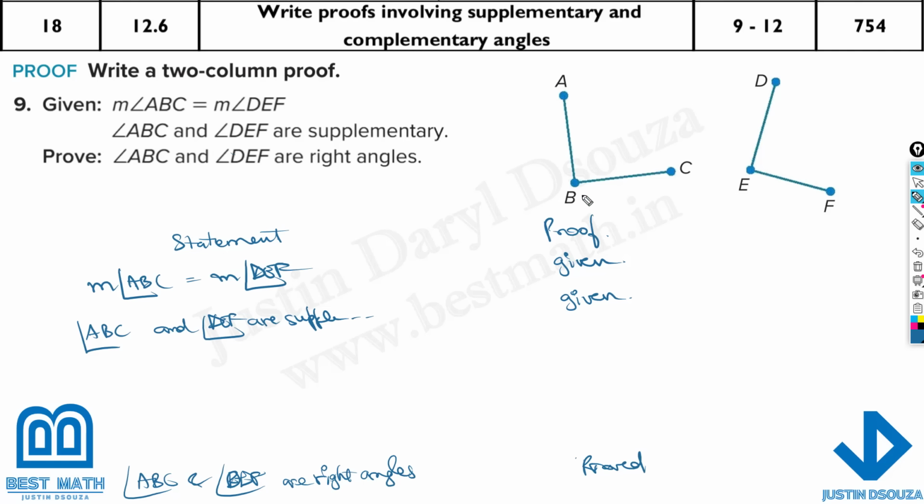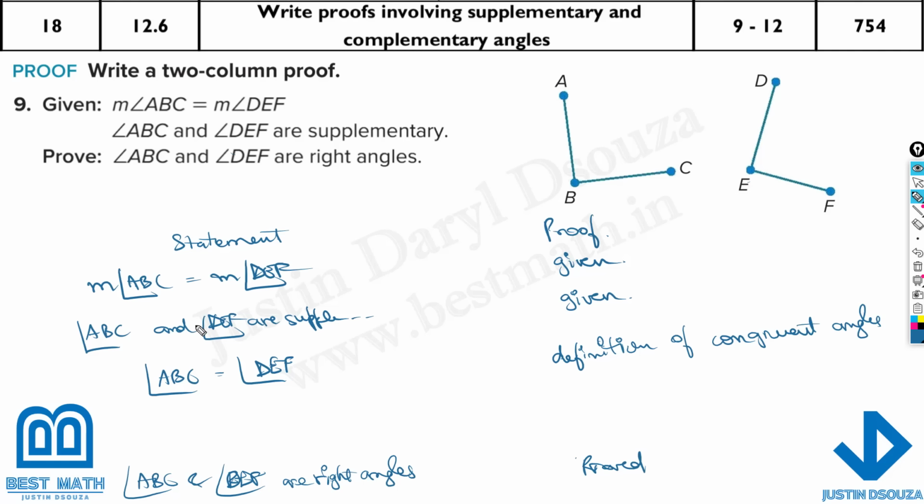Now we know that these two angles are equal, isn't it? So what I can write is angle ABC is equal to DEF. Why? Because they're congruent. That's what they've given over here. The measures are equal, that means they both are equal. That means it's congruency. You can write it as definition of congruent angles.